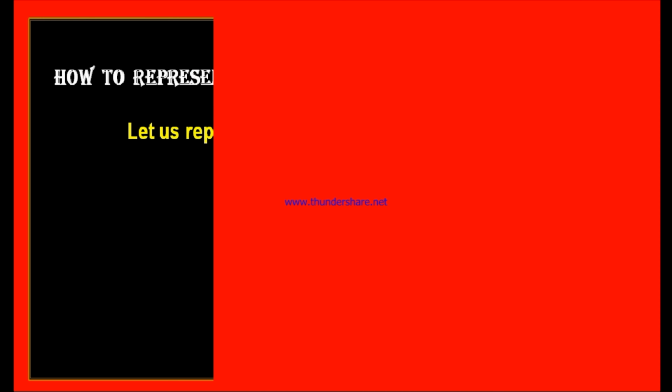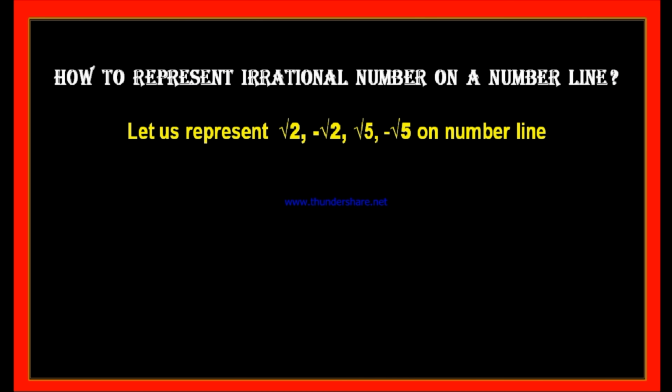Now, another question. How to represent an irrational number on a number line? The simple example for an irrational number is root 2. We know that. Now let us represent plus root 2 and minus root 2, plus root 5 and minus root 5 on the number line. You come across this type of questions in your 9th class, isn't it? Okay, good.